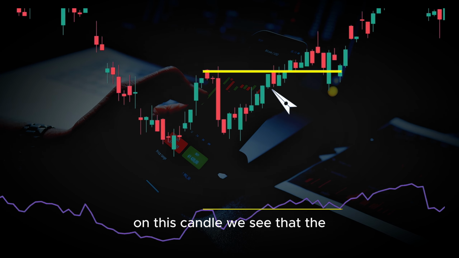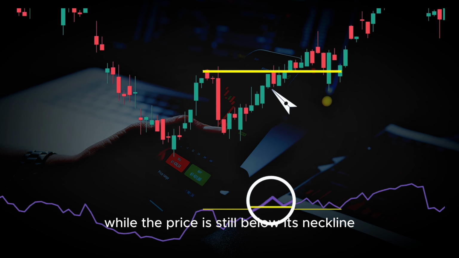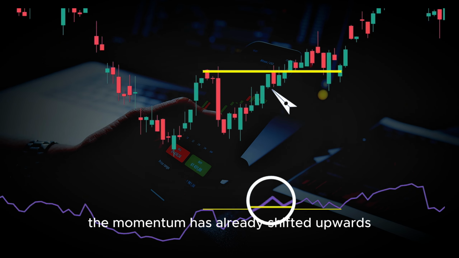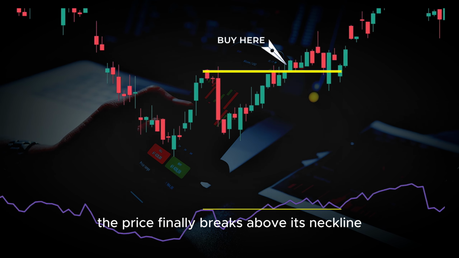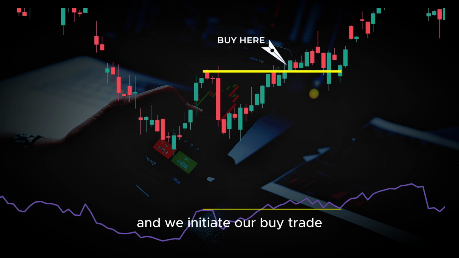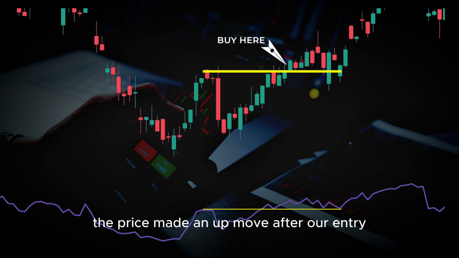On this candle, we see that the RSI has already broken above its neckline, while the price is still below its neckline. This tells us that the momentum has already shifted upwards. So on this candle, the price finally breaks above its neckline, and we initiate our buy trade. And as you can see, the price made an up move after our entry.